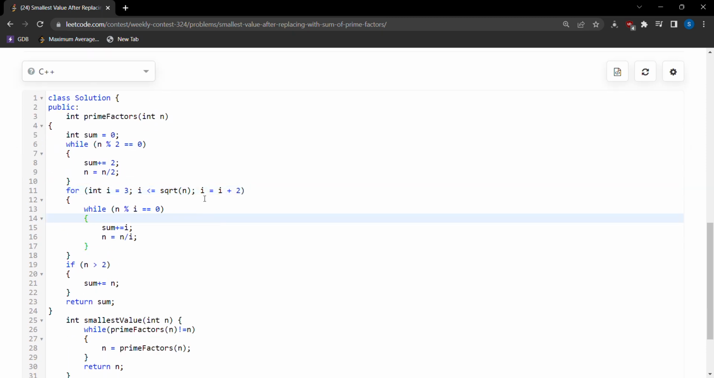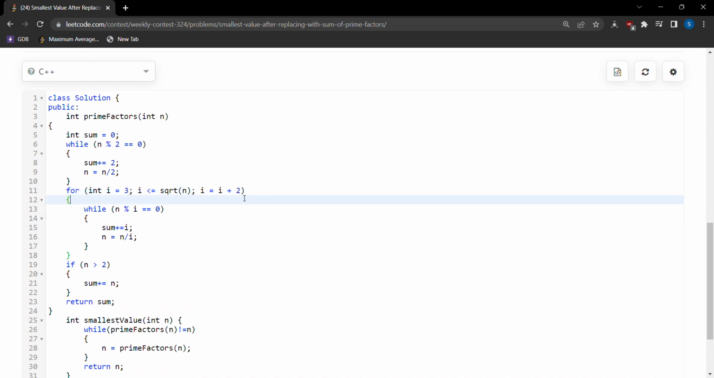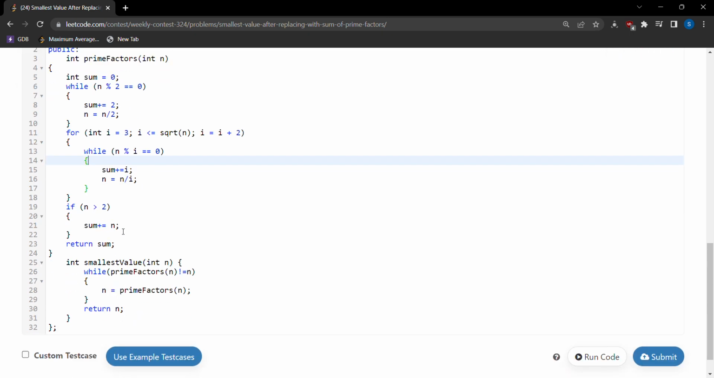Now we will be doing i equals i plus 2. Why are we doing i equals i plus 2? Because we have already eliminated all the even numbers, so we don't have to check for even numbers. Now we'll just check, like we did for the even number, while n percent i equals 0 for every factor. This way we'll reduce n, n equals n by i, while n percent i is 0, and we will be including all those factors in the sum.